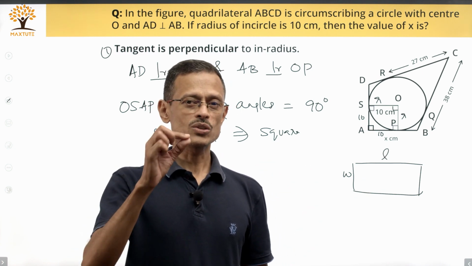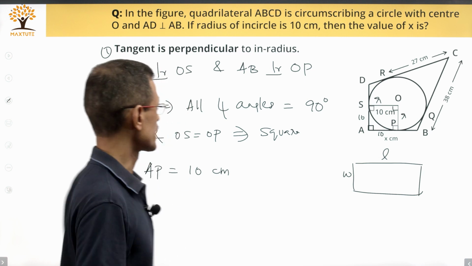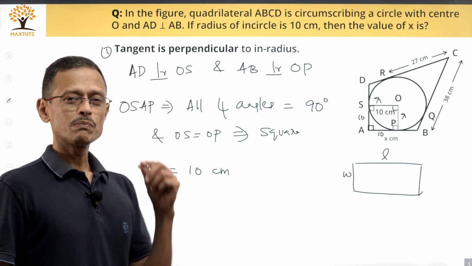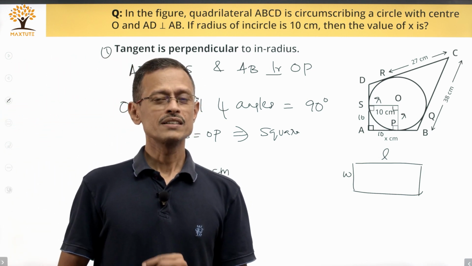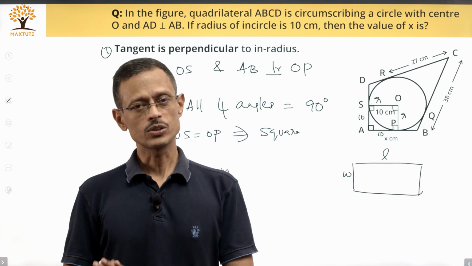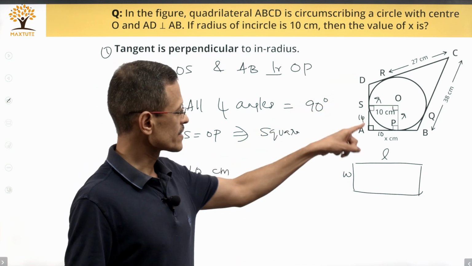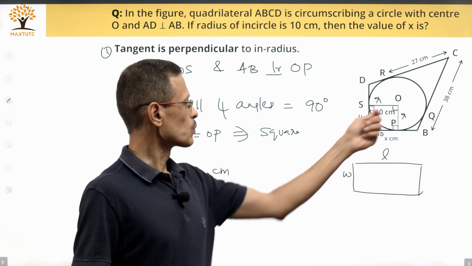So, I am going to quickly consolidate up till this point before we move further, right. We started with the property that the place at which the tangent meets a circle, the radius drawn at that point will be perpendicular to the tangent. So, we are looking at AD, the side of the quadrilateral, as a tangent and OS as a radius.